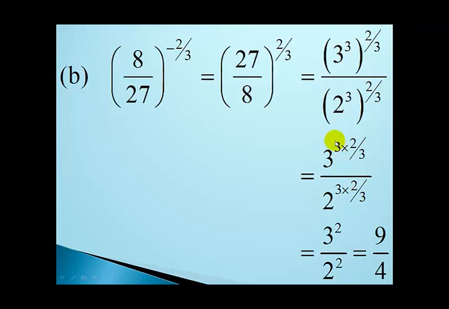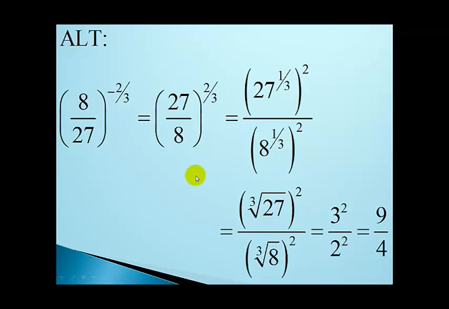Now 3 cancels 3 and we are left with 2. So we have 3 squared, and that is how come we have 3 raised to the power 2 here. When 3 also cancels this 3, we are left with 2 squared, and that is how come we also have 2 squared here. Now 3 squared is equal to 9 and 2 squared is equal to 4. This means that 8 divided by 27 raised to the power minus 2 over 3 is equal to 9 over 4.